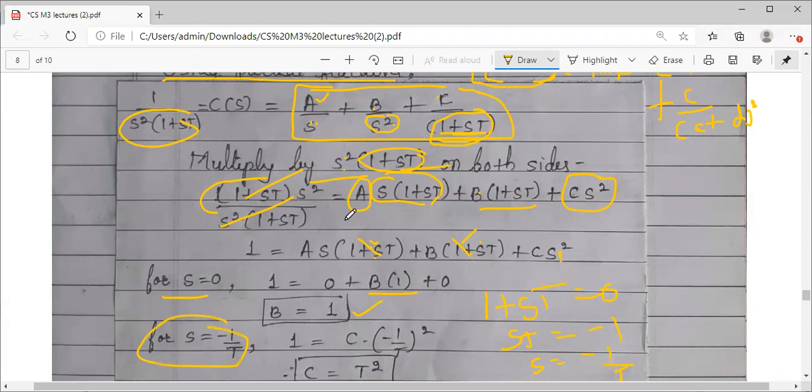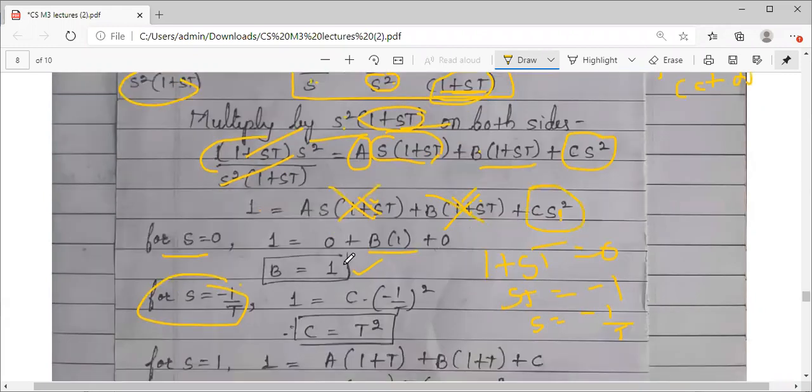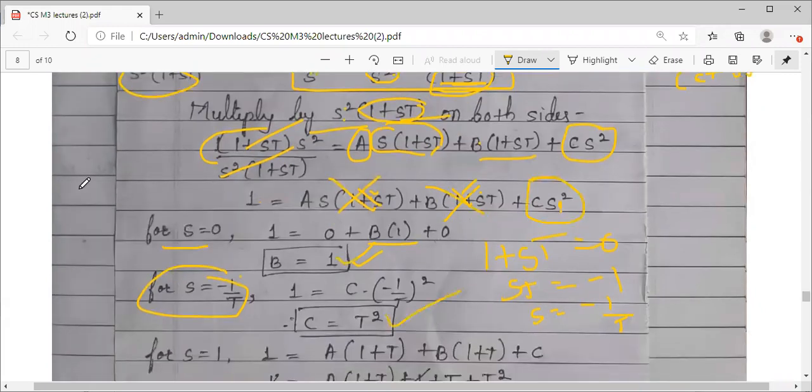If you substitute that, you don't get a also, you don't get b also. Only the c term will remain. So you'll get b and c, two values from substitution, as s equal to 0 and minus 1 by t.